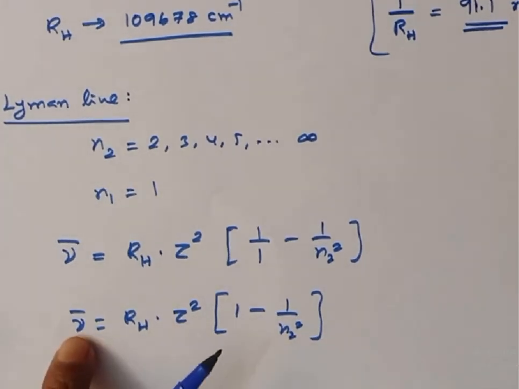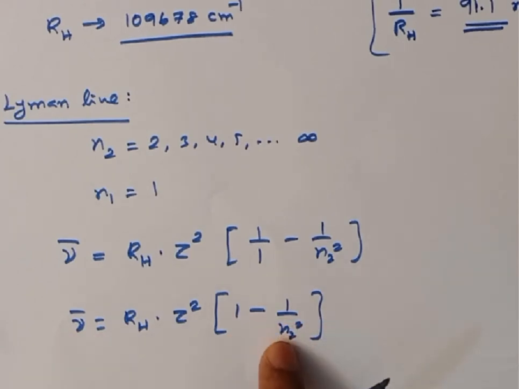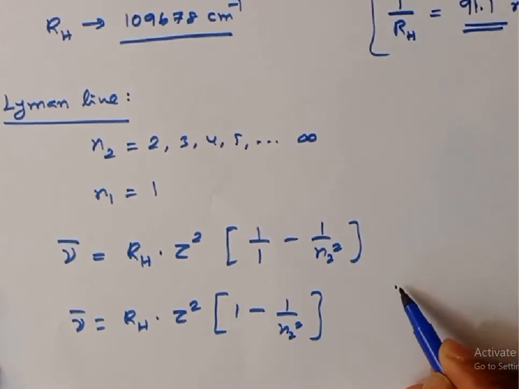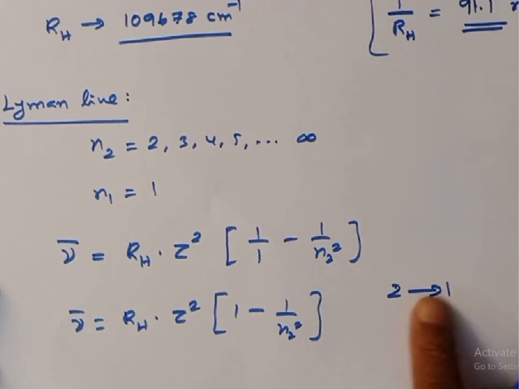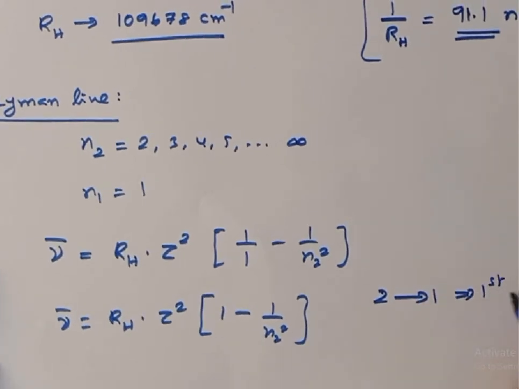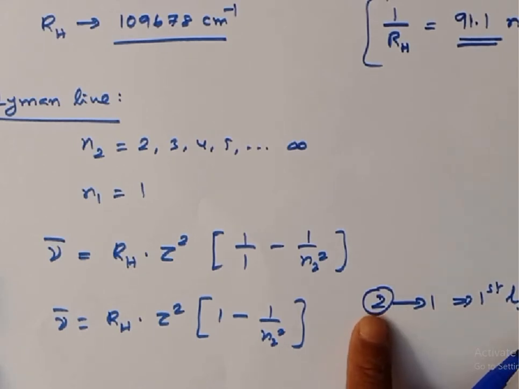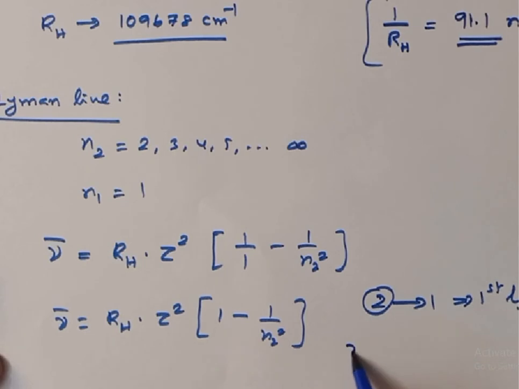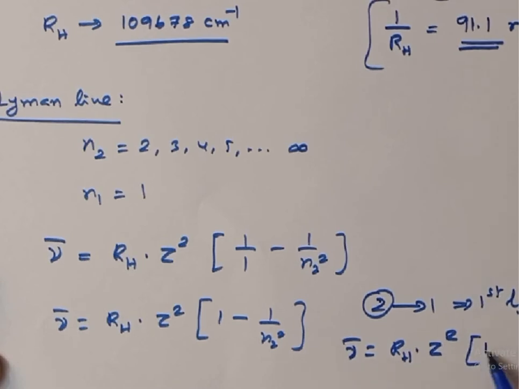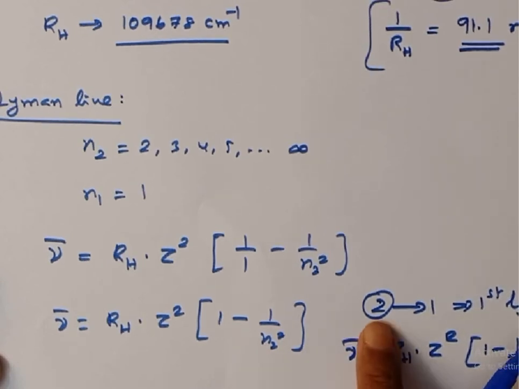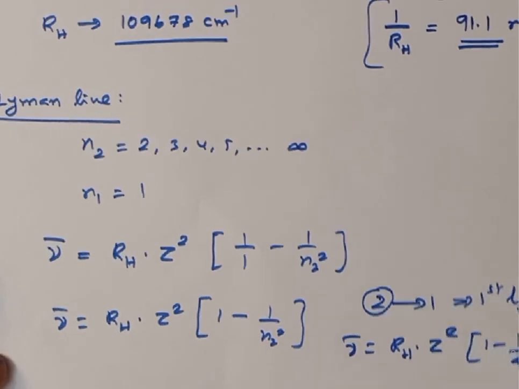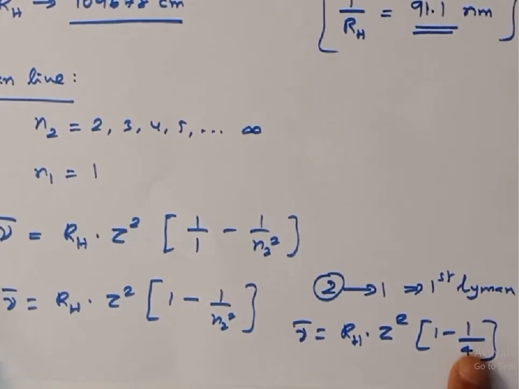If you want to find the wave number of any Lyman line, you just substitute the value of N2 here. If you want to find the wave number of this line, say 2 to 1, 2 to 1 is called the first Lyman line. So what is the wave number of the first Lyman line? You just take the higher N value and substitute that here. So nu bar equals Rydberg constant for hydrogen atom into Z square into 1 minus 1 by N2 square. N2 value is 2 here, so 2 square is 4. So 1 minus 1 by 4 is 3 by 4.